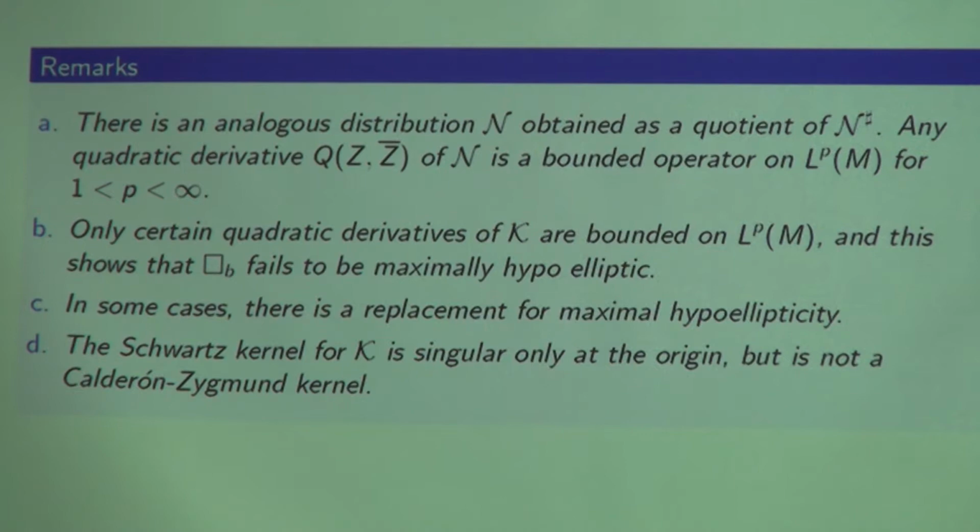In some cases, we have a replacement for that maximal hypoellipticity. And another thing is that despite the fact that k sharp upstairs was singular along lots of subspaces, when one pushes it down, it turns out that what you have is singular only at the origin. On the other hand, it's not a Calderon-Zygmund kernel. It has very strange estimates involving log terms and involving more than one distance, so it's rather a puzzle.